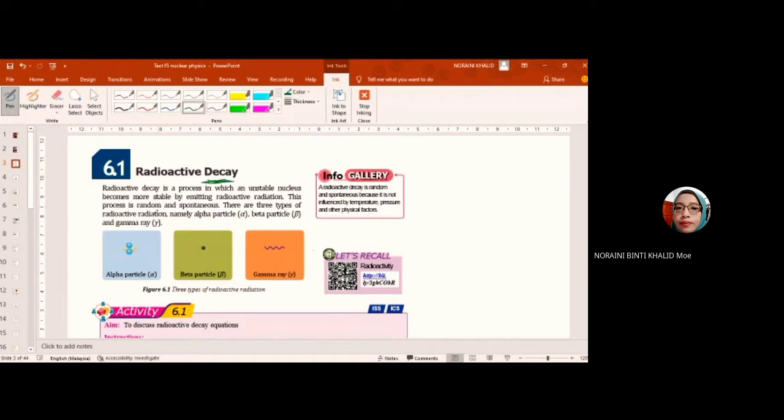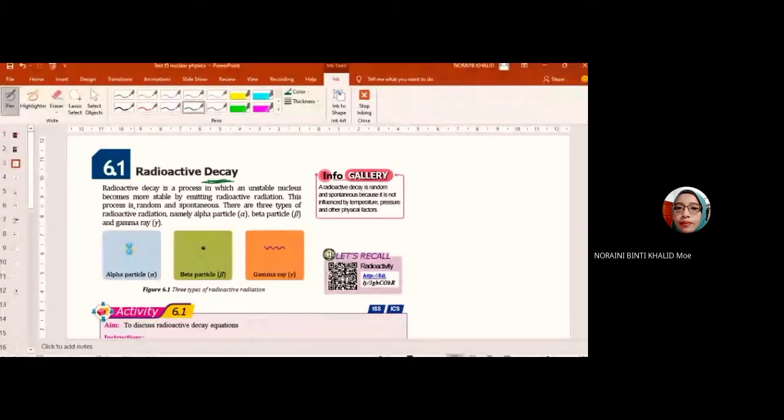Because the process is random and spontaneous, we cannot detect which nucleus will decay first and what time the decay process will happen. That's why we call it random and spontaneous. The definition for radioactive decay is a process in which an unstable nucleus becomes more stable by emitting radioactive radiation.